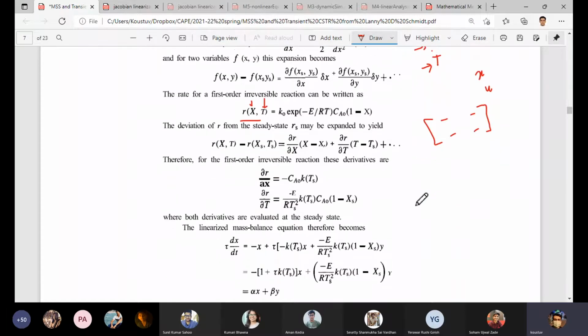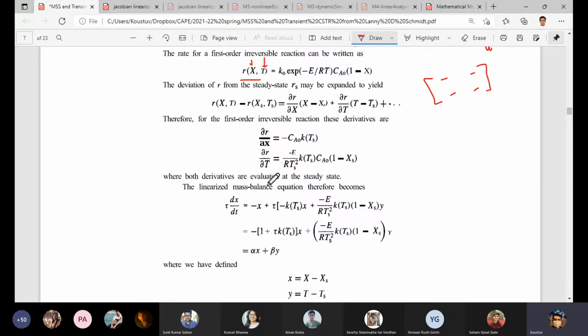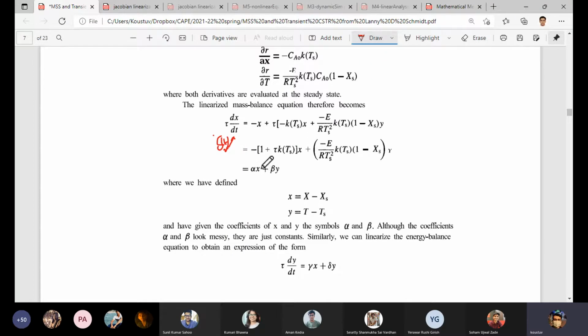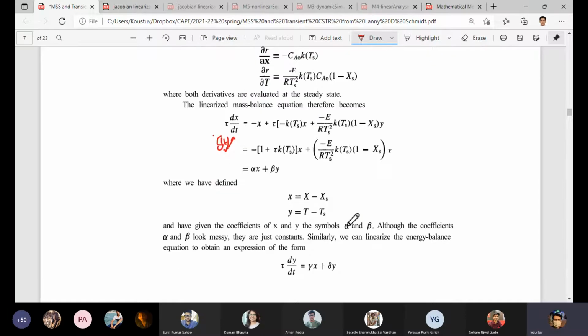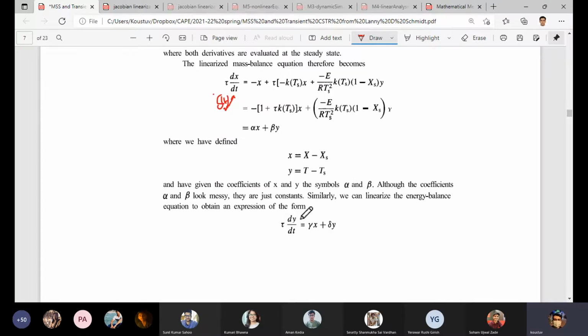So after writing these terms, we can see that here small x is nothing but the delta x(t) in the previous example. That means with respect to the deviation variable, it's just a linear combination of x and y, and this alpha and beta are nothing but constants. And what are those constants? They contain the steady state temperature, E, R, T, and other parameters like C_A0 or k, or the heat transfer coefficient if it is non-adiabatic. So these will be contained in alpha, beta, gamma, delta.